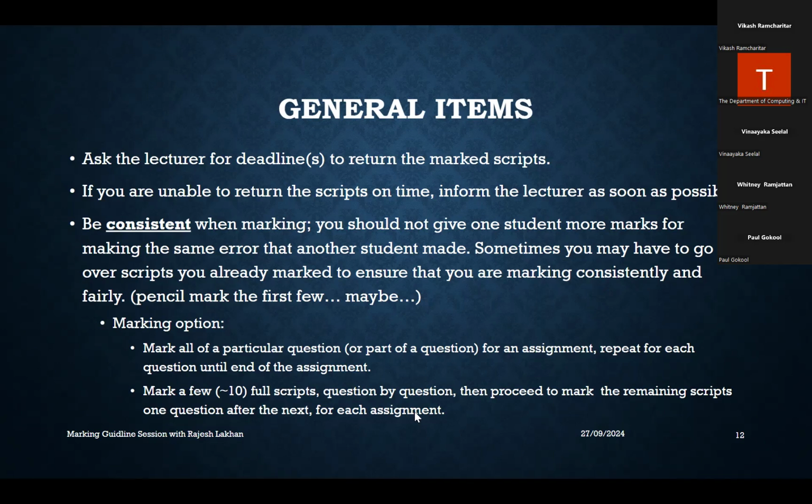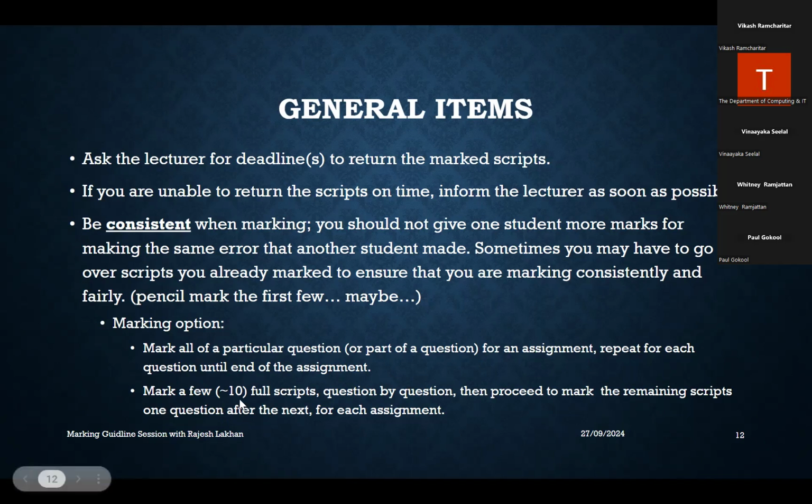Marking options: mark all of a particular question or part of a question for an assignment, and repeat for each question until the end of the assignment. Mark a few, or you can mark 10 full scripts, right? So this is question by question. You can mark full script by full script, which I don't prefer. In other words, you mark one whole script, again in pencil, then two whole scripts, then three whole scripts, and by that time you should understand how to modify the mark scheme, and then you could go whole script by whole script.